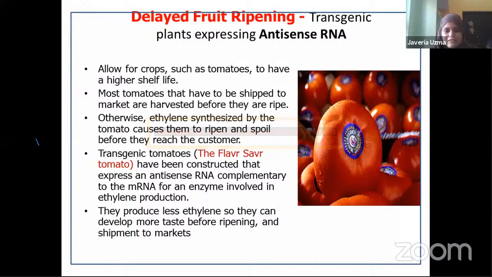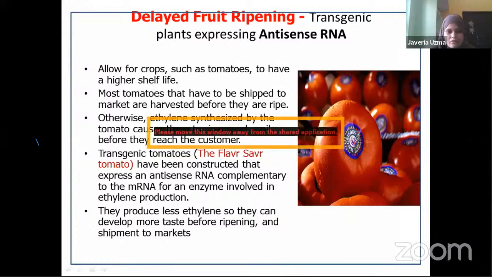So what they did is they stopped this ethylene production. When ethylene production was stopped, the tomato plants produced very little ethylene, which caused slow ripening of these tomatoes. So this increased the shelf life of tomato. Such transgenic tomatoes, which were first produced, were known as Flavr Savr tomato. Now these tomatoes are not in the market.